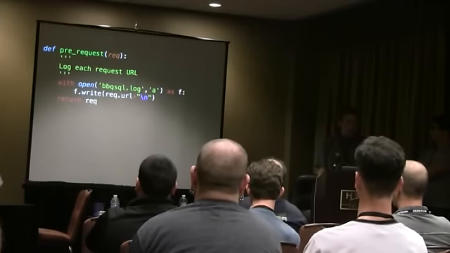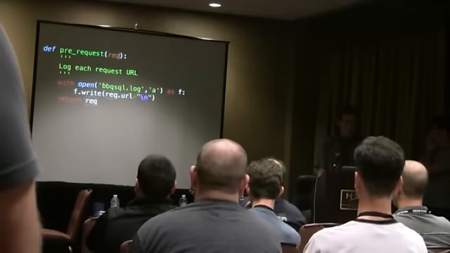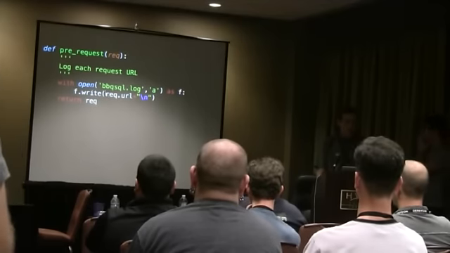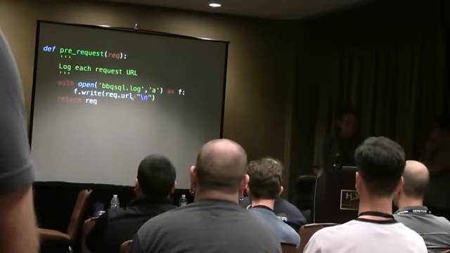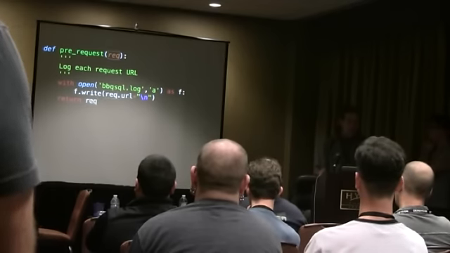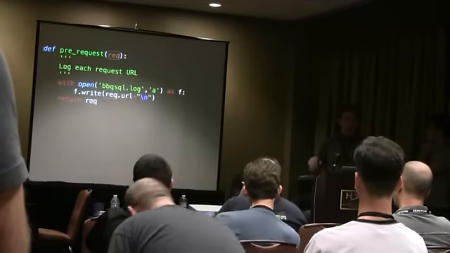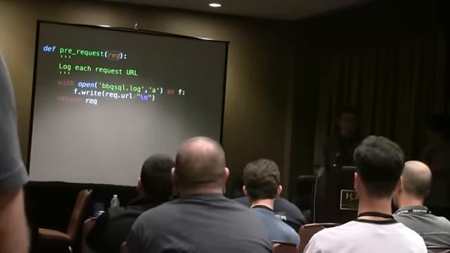hooklog.py. So for each request that gets sent, we're going to open our log file, we're going to be appending to it, and we're going to write our request URL to that. And then you just return the request. And if we were doing modifications, this could be a modified request that you return. And then the application goes on about its business. It logs each request.